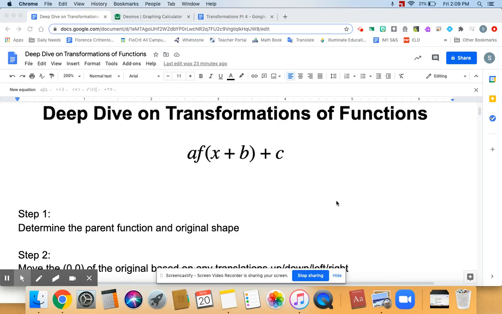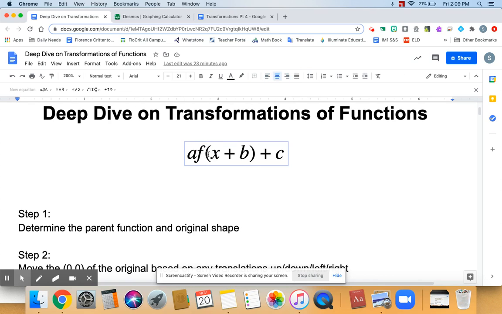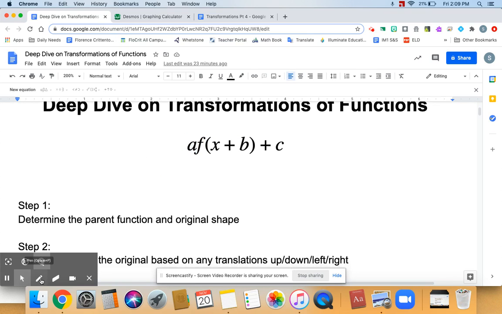All right, so welcome to the deep dive on this unit. To summarize everything you've learned so far, I'm using the notation f of x, so it can be any function I'm talking about. The things that we can do to transform it are: we can add something inside of the function, we can add or subtract something from the end, and there could be something in front. And they all have different meanings.